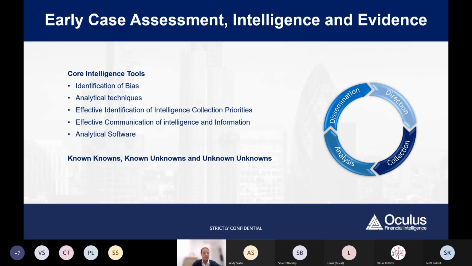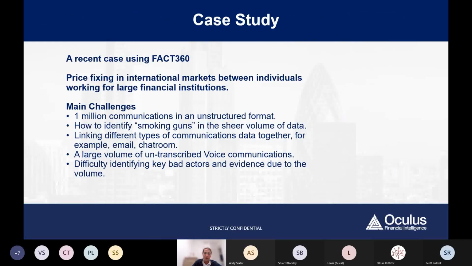Ultimately, we're attempting to identify known knowns. That's investigating a known smoking gun. We're attempting to identify known unknowns. That's information that we know exists, but we don't know where it is, and unknown unknowns, information I didn't know existed and I don't know where it is. These are all important in identifying intelligence. Our experience in using intelligence tools makes us realize that we need effective intelligence analysis software to be able to identify the known knowns and beyond.